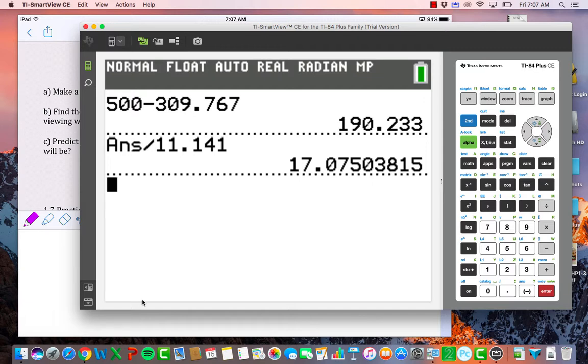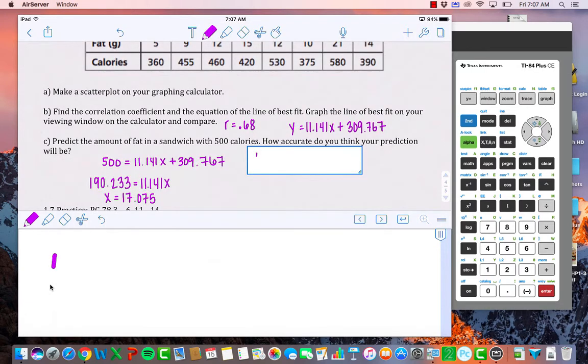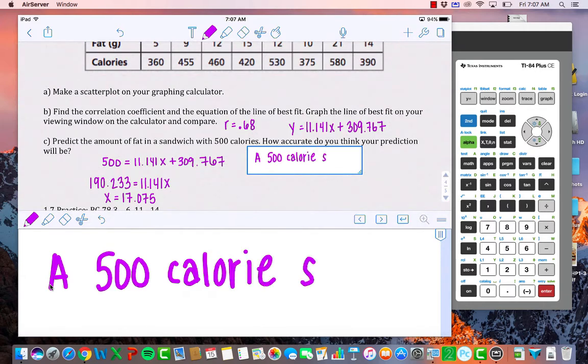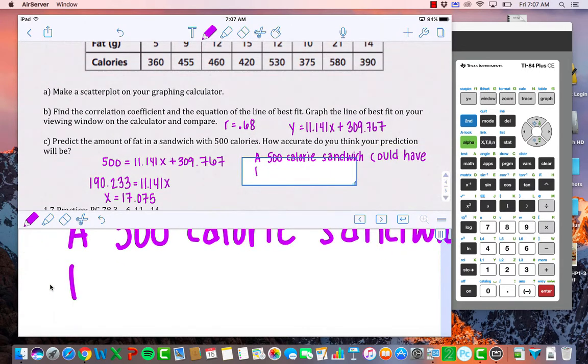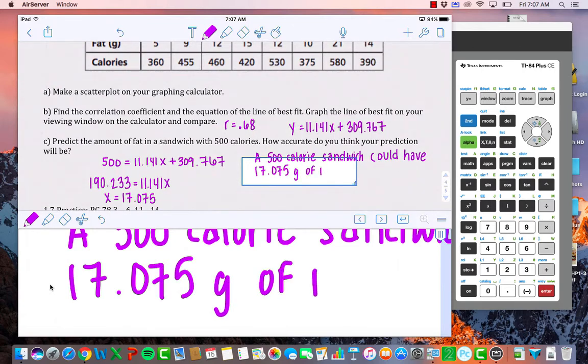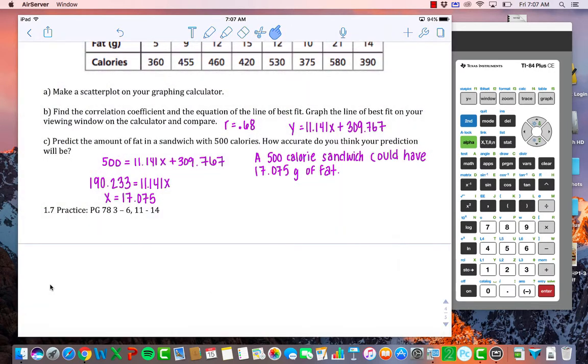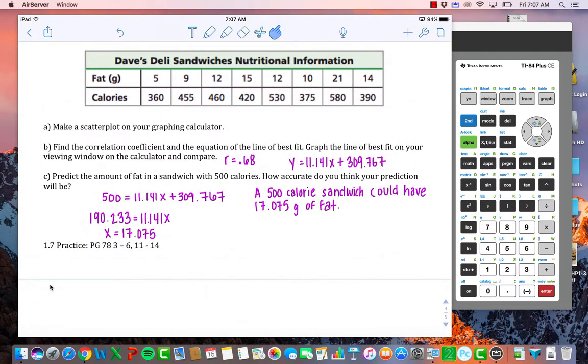Write my final answer as a sentence. So a 500 calorie sandwich could have 17.075 grams of fat. And now I have to decide if this is accurate or not. Well, all I have to compare it to is 15 and 21, but I'll show you a way that maybe we can do this on our calculator.